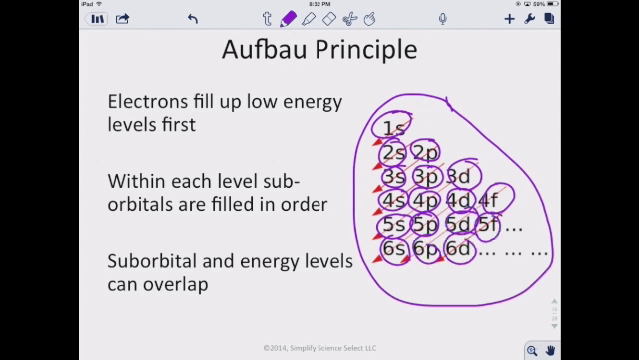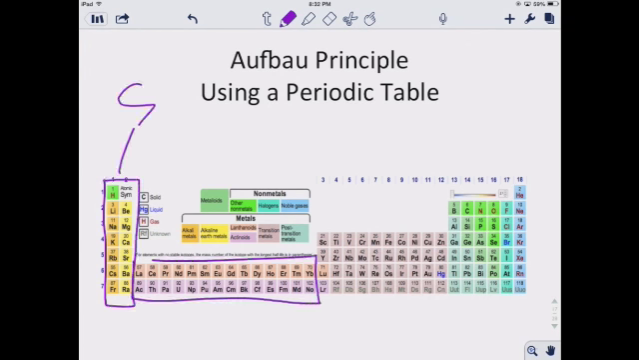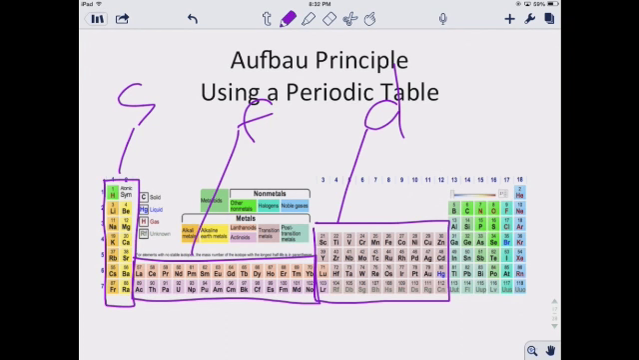And so basically it follows this order. Instead of memorizing it, we're going to use the periodic table to help us learn it. So using the Aufbau principle and using the periodic table, remember what we have. This is our S block. This is our F block. This is our D block. And this is our P block.